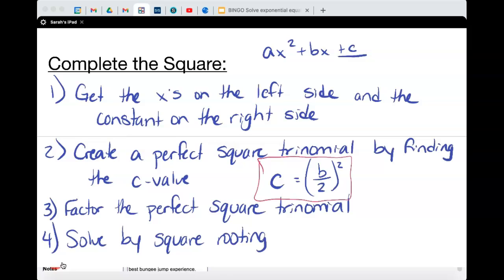So basically, we use completing the square when it's not factorable. Some polynomials we know we cannot factor, so here's a method we can use if it's not factorable. We'll learn the method for when it's not factorable as well.